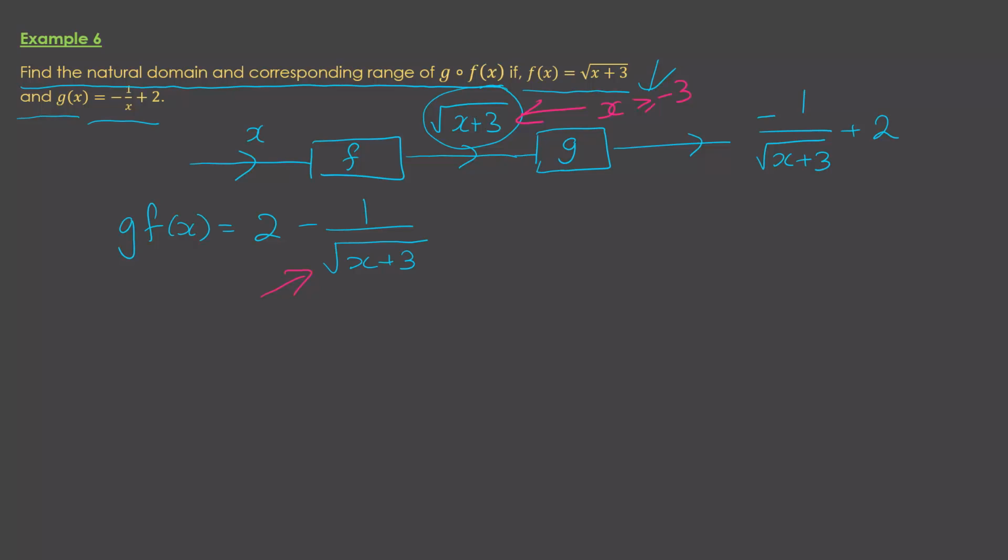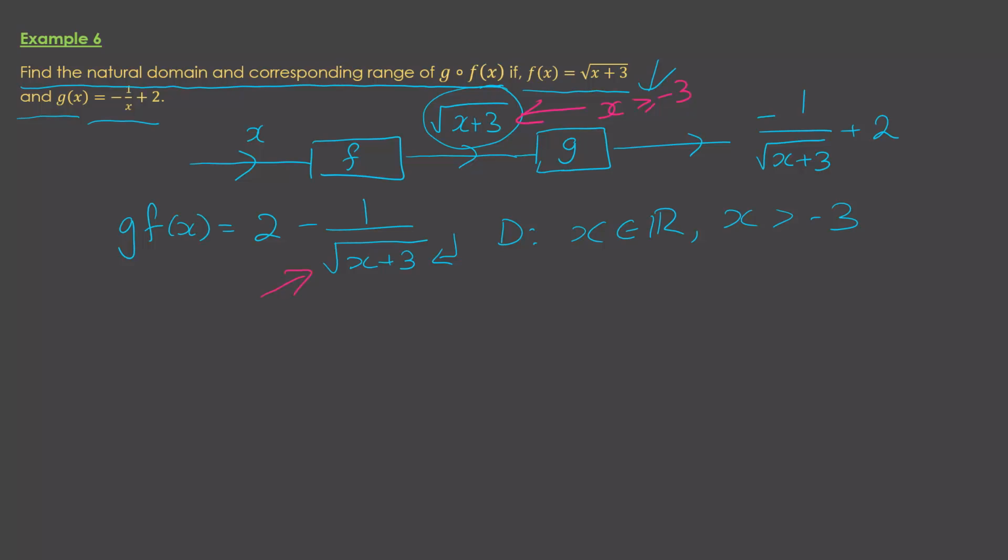There should be no other problems with this. So the domain is that x is all reals, but it has to be greater than negative 3. Remember, it can't be equal to negative 3 because that would make the denominator 0.